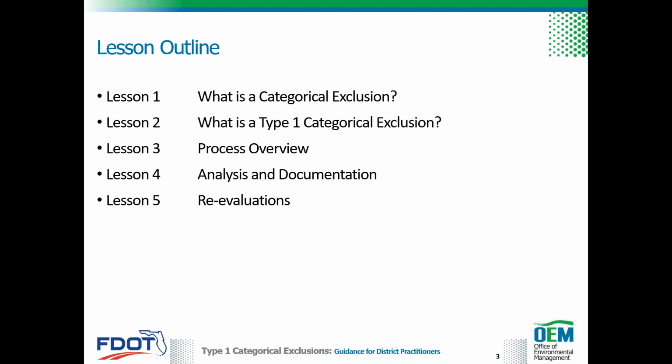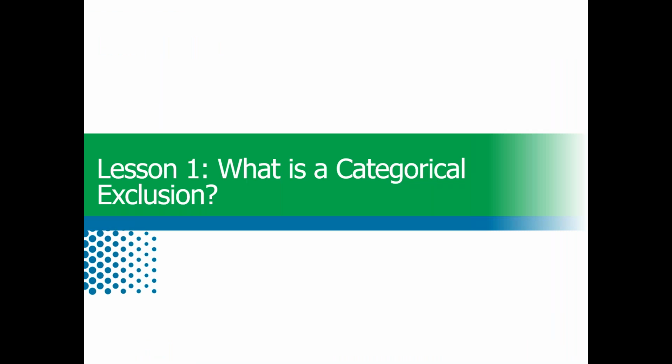Thank you, Harrison. Today, our training includes 5 lessons. In lesson 1, we're going to explain what a categorical exclusion is. In lesson 2, we'll get more specific and define a type 1 categorical exclusion. In lesson 3, we'll run through a process overview. In lesson 4, we'll go over the analysis and documentation. And then in lesson 5, we'll cover reevaluations for these projects.